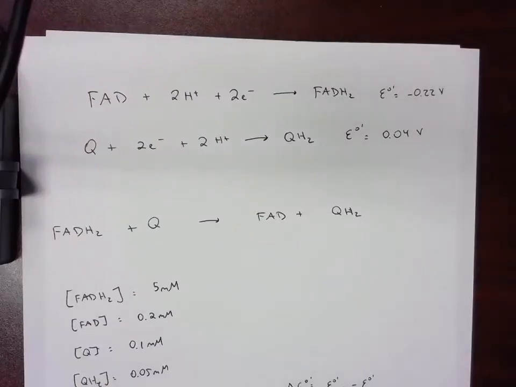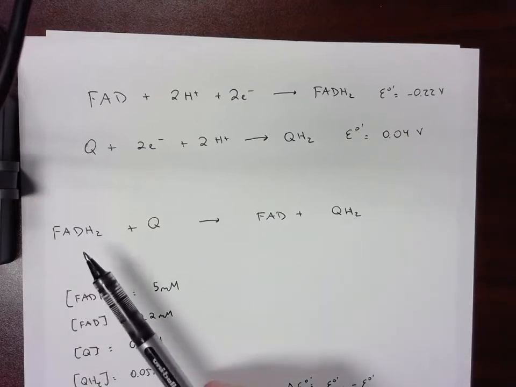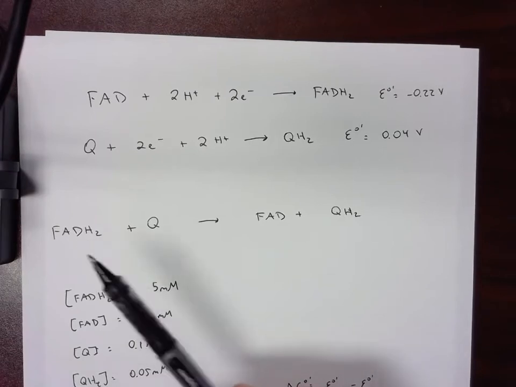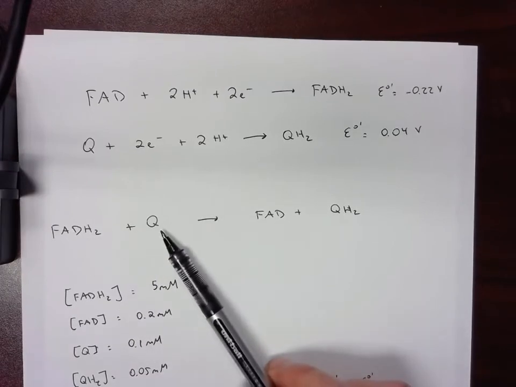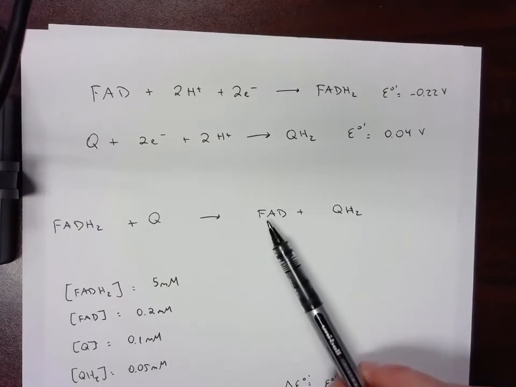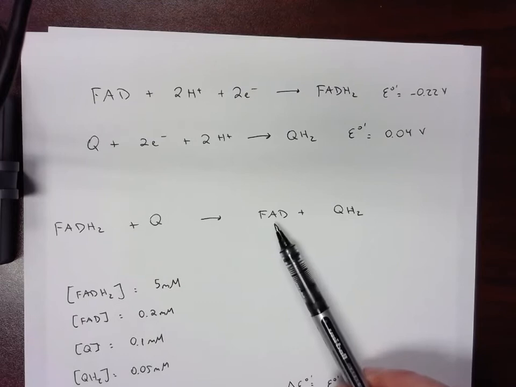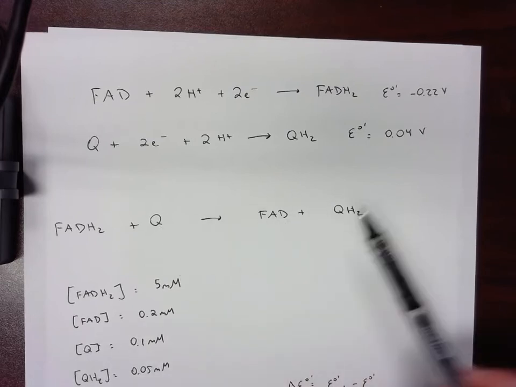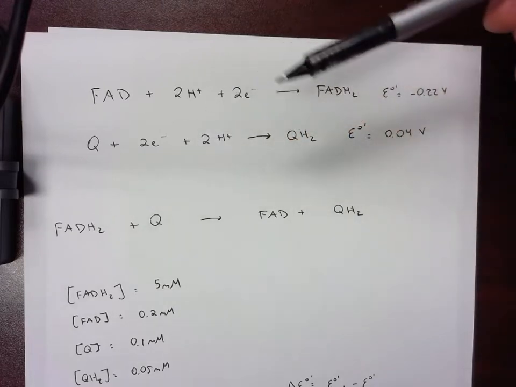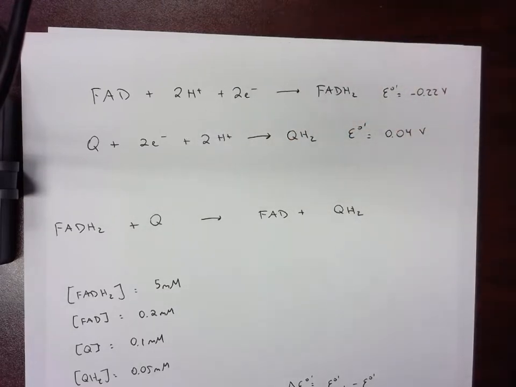Hello, in this video we are going to look at a biochemical redox reaction. So I have here the oxidation of FADH2 by ubiquinone, also known as Q, so that FADH2 becomes FAD and Q becomes QH2. This is the loss of 2 electrons by FADH2 and 2 protons.